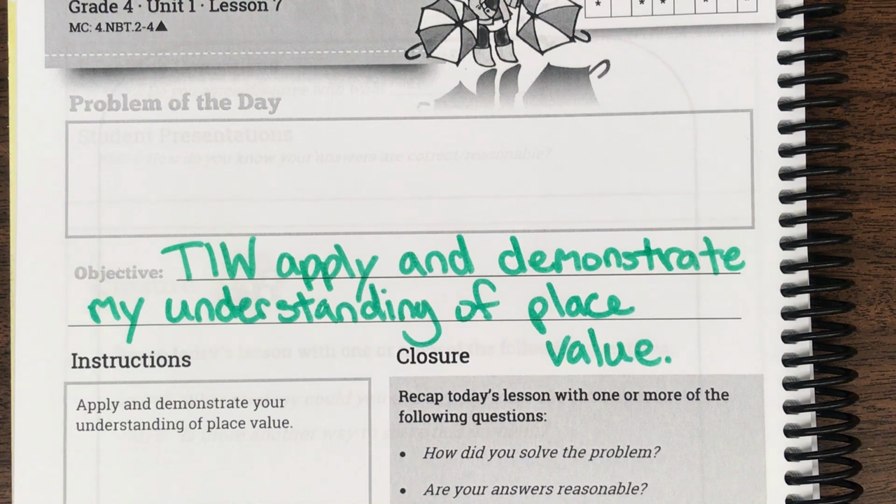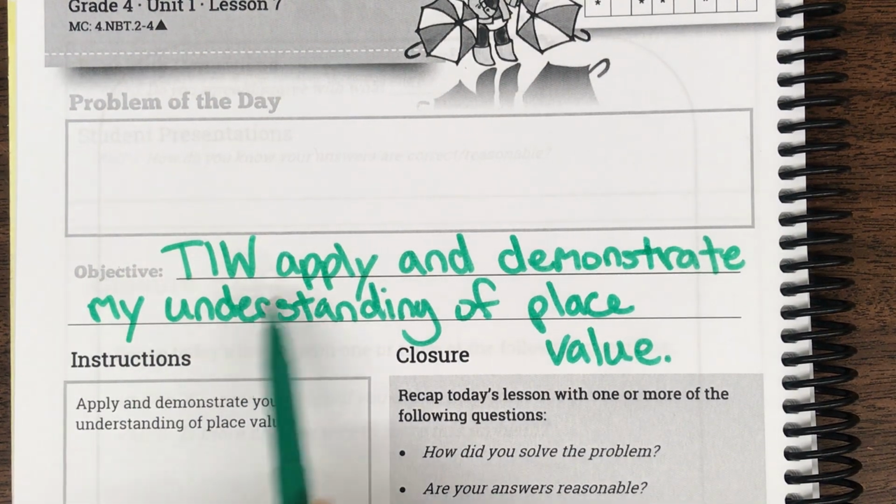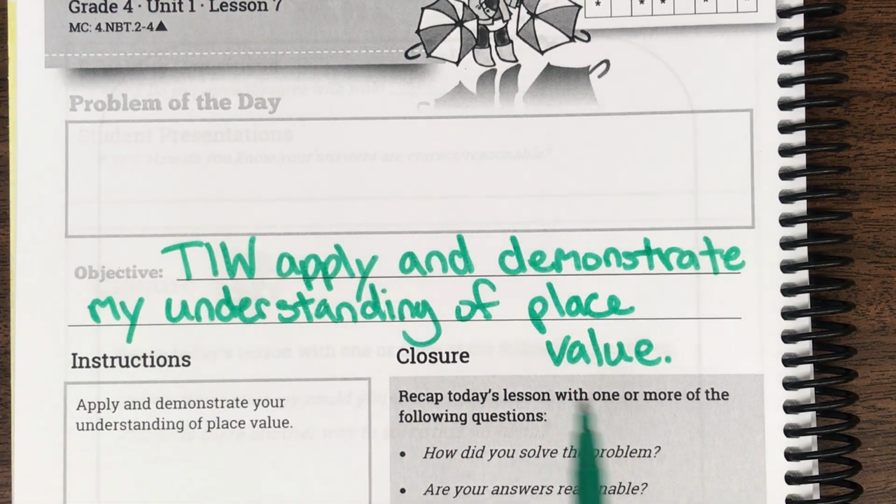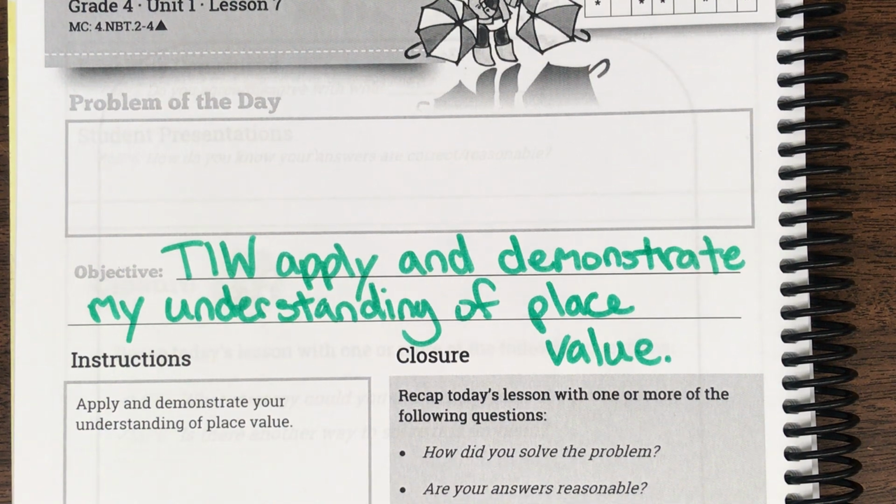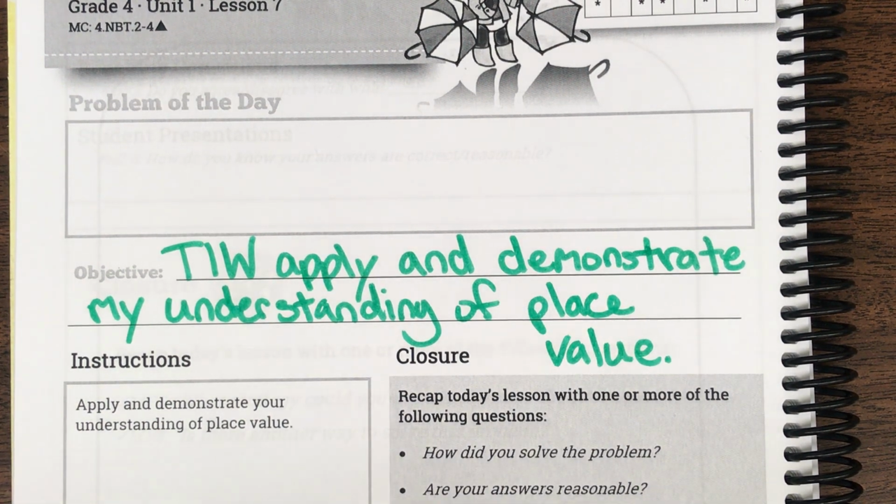It means that we're not learning anything, but apply and demonstrate means everything that we've learned up to this point for lessons 1 through 6. We're going to take those skills that we hopefully have now, and we're going to use those skills to answer some new style questions. But there's going to be no new skills needed.